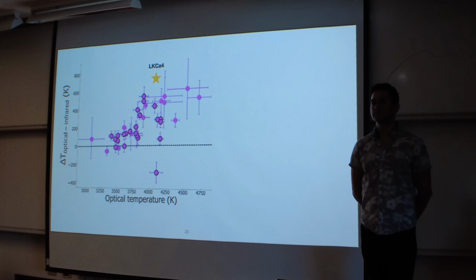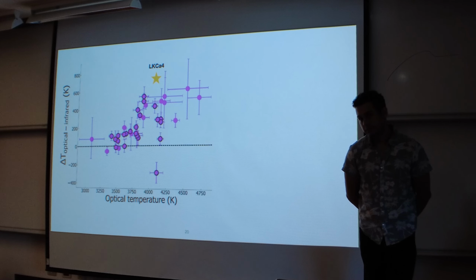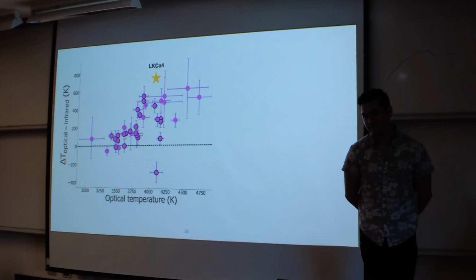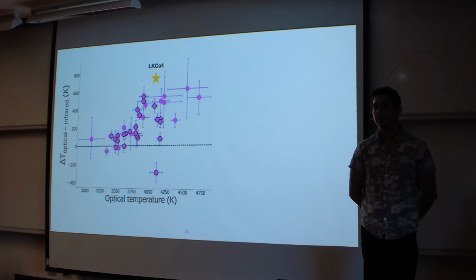Any more questions? Do we still see a difference in the infrared versus optical temperature for, let's say, an M-dwarf which is a few gigayears old? Or does that totally vanish by the time it's a few hundred million years?